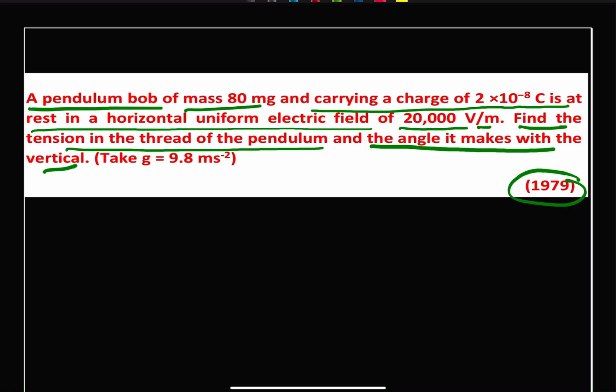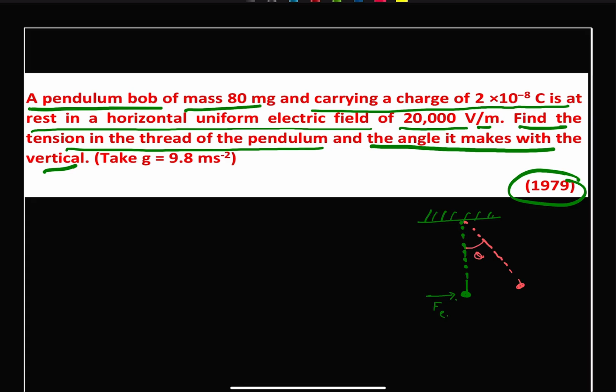So in this case, we have a pendulum. We can just draw its approximate figure. Suppose this is the mean position of the pendulum, and because of the electric force which will be acting in this direction, that is our Fe, the pendulum, let us suppose, makes an angle of theta with the vertical, and it comes to an equilibrium position here.